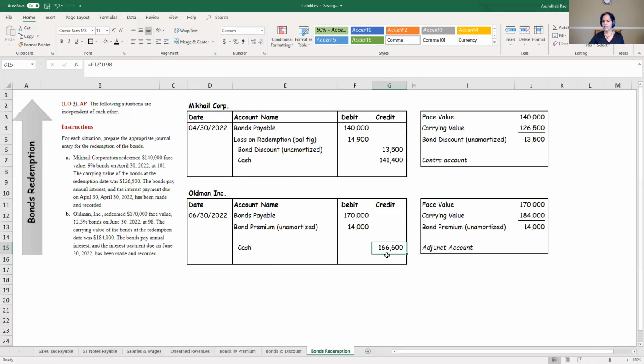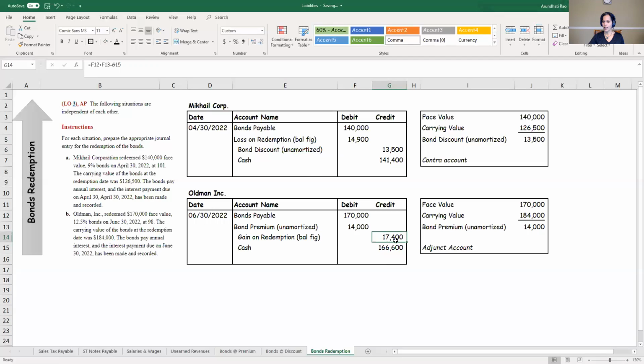I have $166,600 of cash that I'm paying out, so cash is credited. So here what I have is, I paid less than the face value of the bonds, 2% less, and I have that bond premium, which was a gain at the time of issue, that was unamortized. I need to recognize all that gain right now. So at this point of time, what I have is a gain on redemption. Again, it's a balancing figure in the journal entry. I have a gain of $17,400.